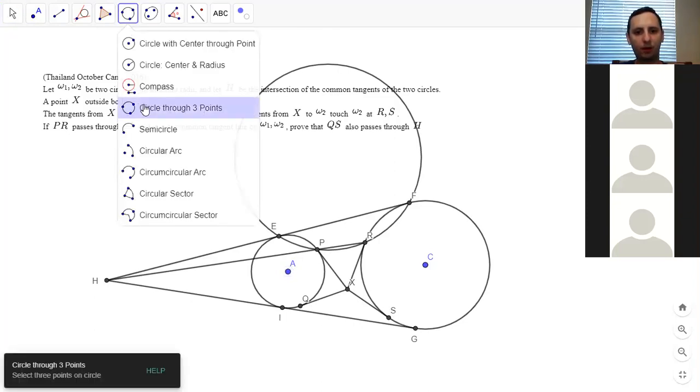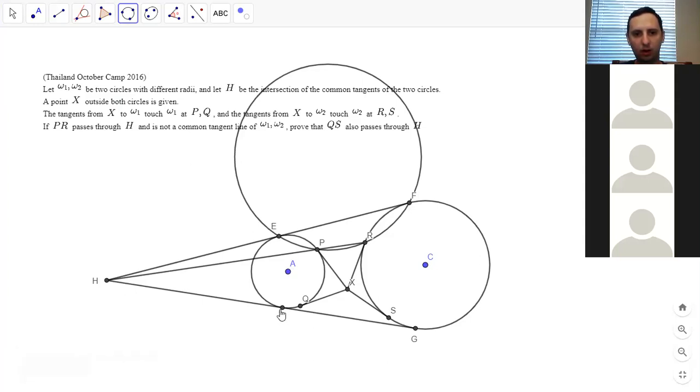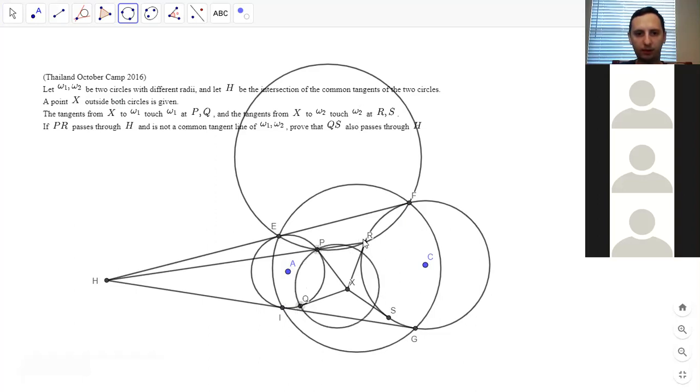We know that IEFG is cyclic and PRSQ is cyclic. Maybe that's enough, because we know that PQRS is cyclic. Is that obvious? Oh yeah, because we know XP is equal to XQ, and we know XR is equal to XS. Maybe the collinearity implies it. I'm not sure. Yeah, maybe it does.